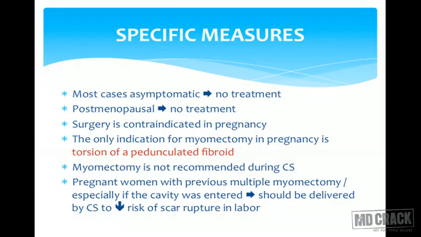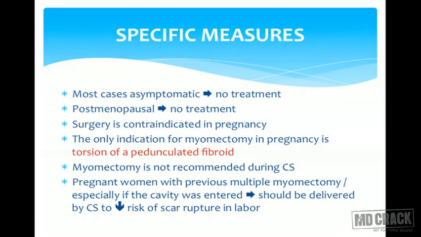Surgery is contraindicated in pregnancy. The only indication for myomectomy in pregnancy is torsion of a pedunculated fibroid. As we said, emergency surgery is one of the indications if the fibroid undergoes torsion, acute abdomen. Only in that case we have to operate, otherwise no planned or pre-planned surgery during pregnancy.